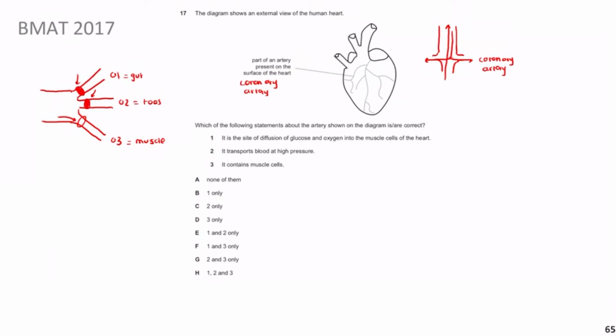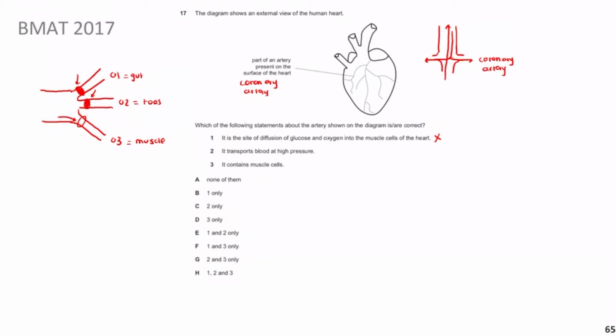Arteries supply the arterioles. Capillaries are where you do all the diffusion and so on, and then you have venules and then veins, which eventually go back to the vena cava. So they are not the site of diffusion, isn't it? That's the job of capillaries. And it says it transports blood at high pressure.